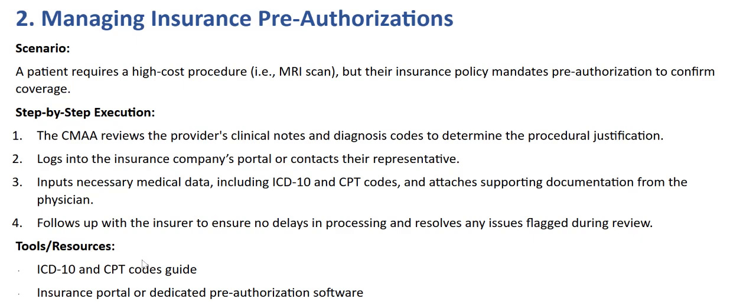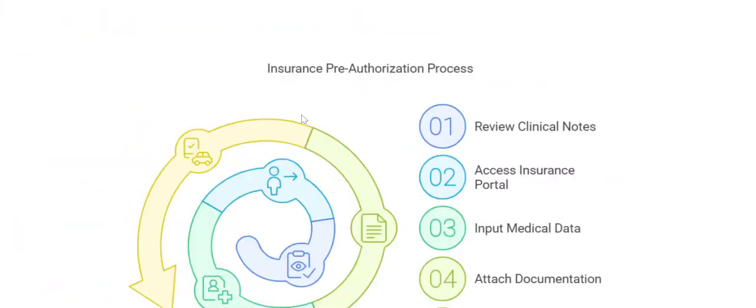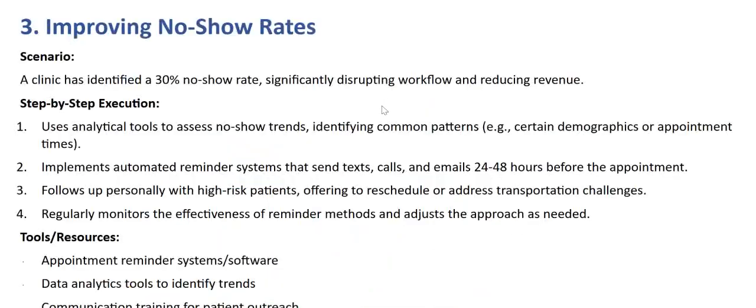Tools/resources: ICD-10 and CPT codes guide, insurance portal or dedicated pre-authorization software, communications via secure phone or email systems. Impact: the CMAA minimizes procedural delays and ensures financial coverage for the patient. This alleviates patient stress and prevents revenue loss for the practice. And here is a diagram on the insurance pre-authorization process.